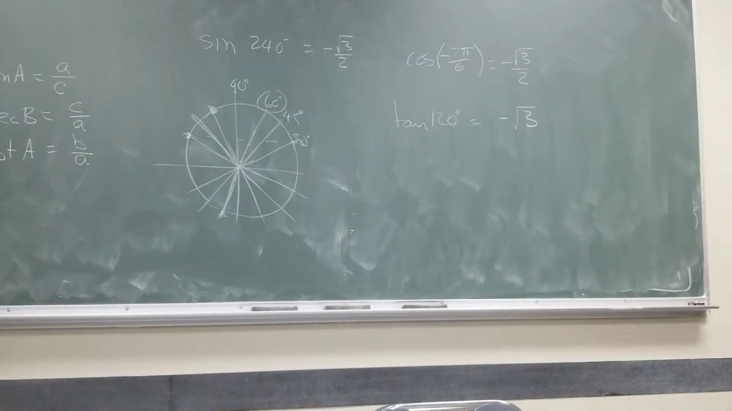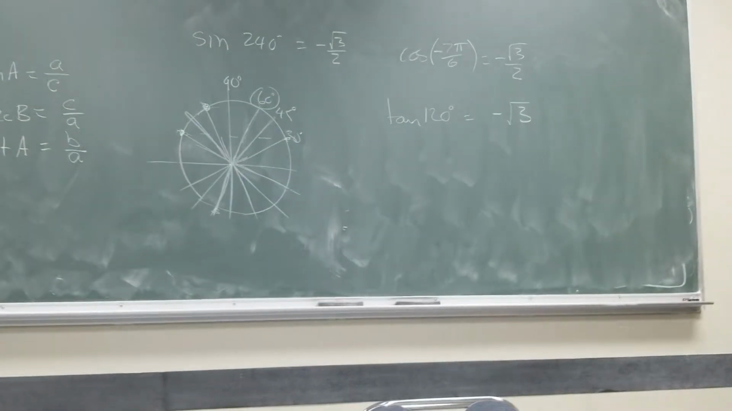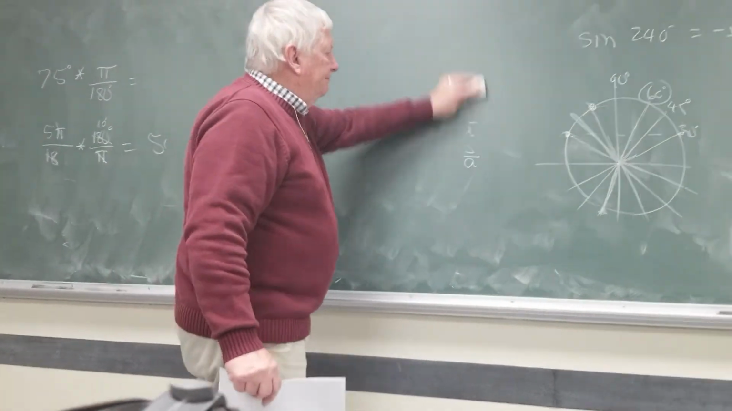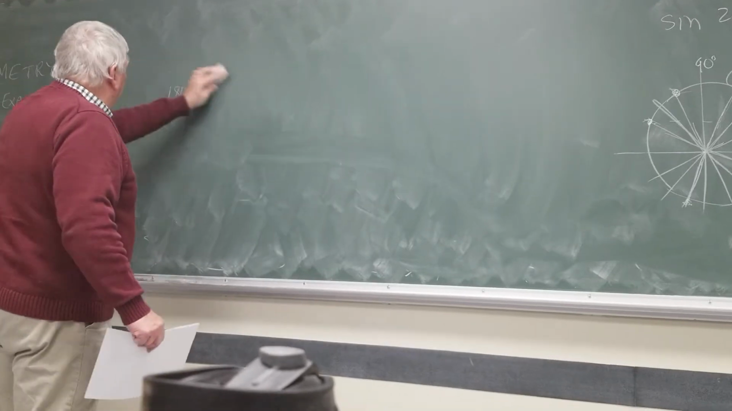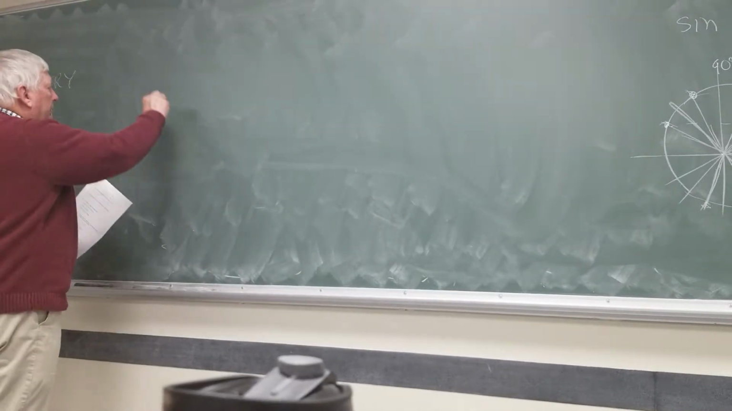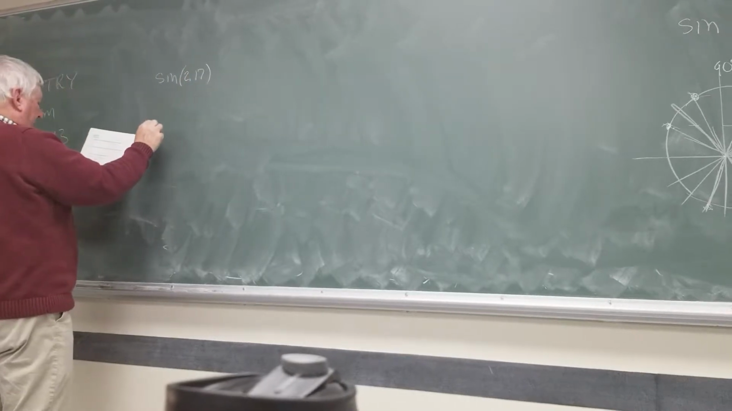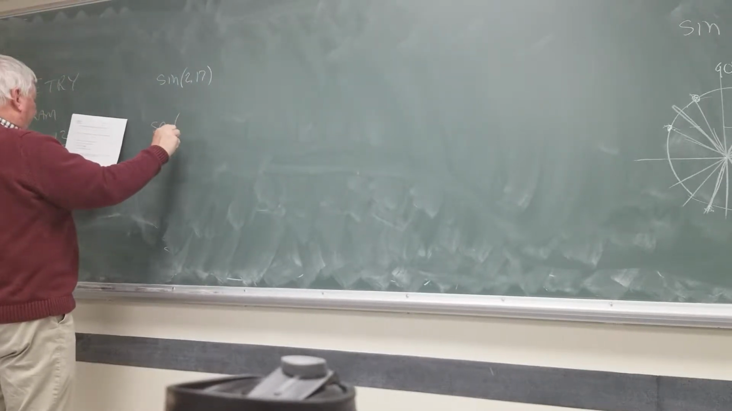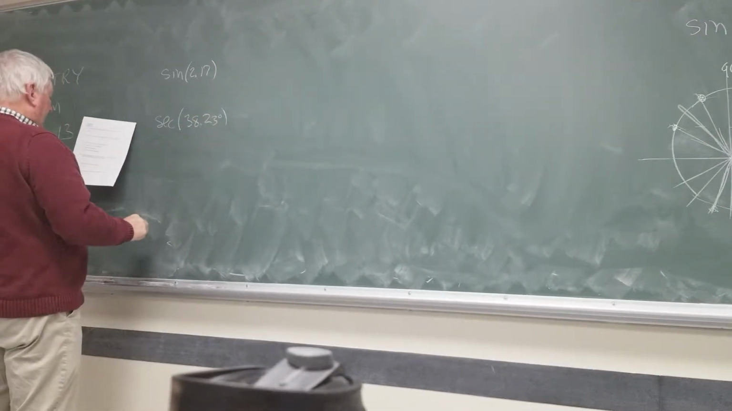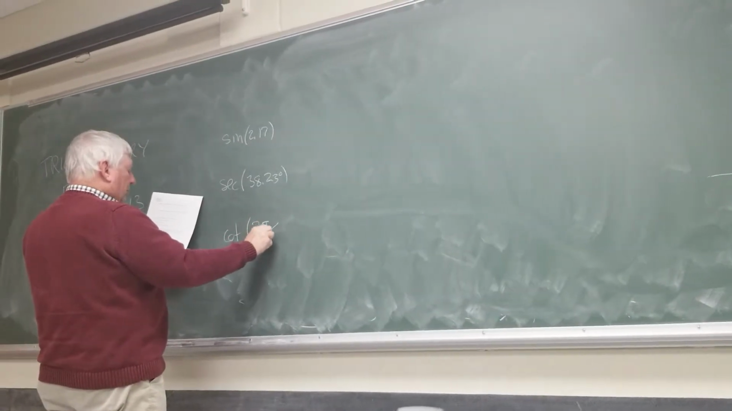Okay. And then it says, use a calculator to find the value of each of the following to the nearest 10,000th. So, let's do that. Sine of 2.17, secant of 38.23 degrees, and the cotangent of 7 pi over 18.